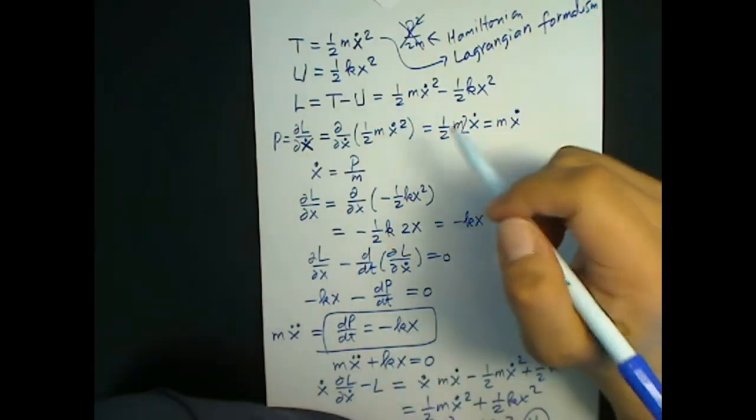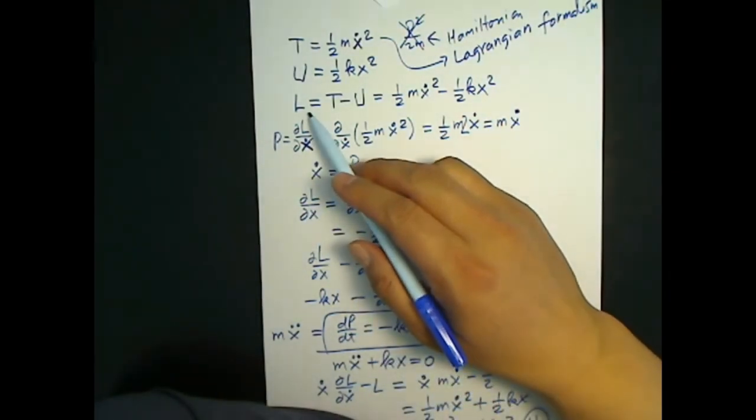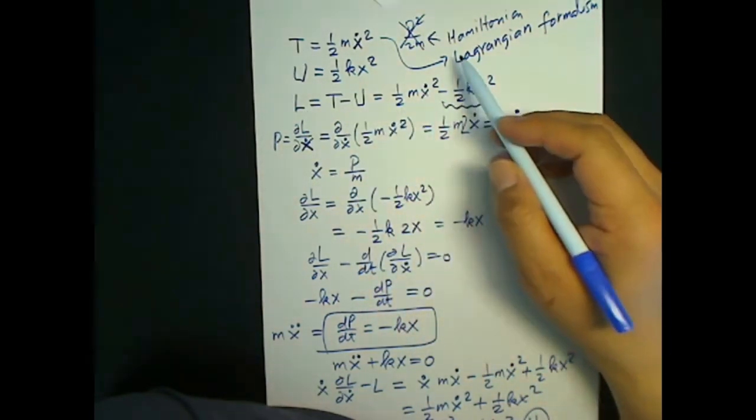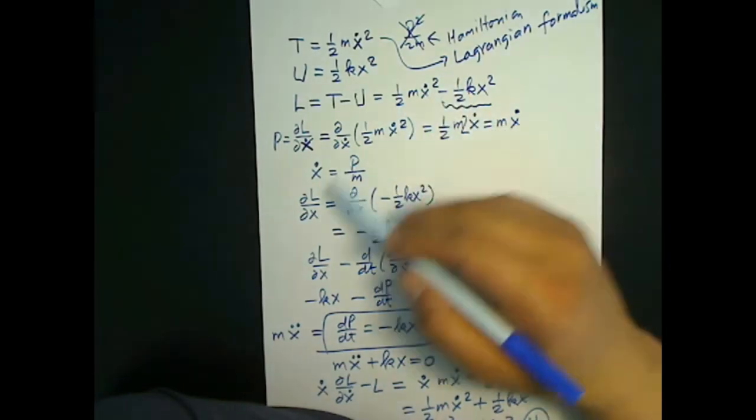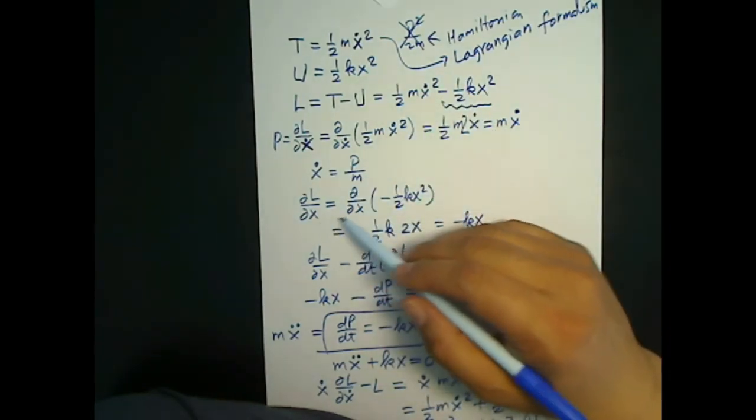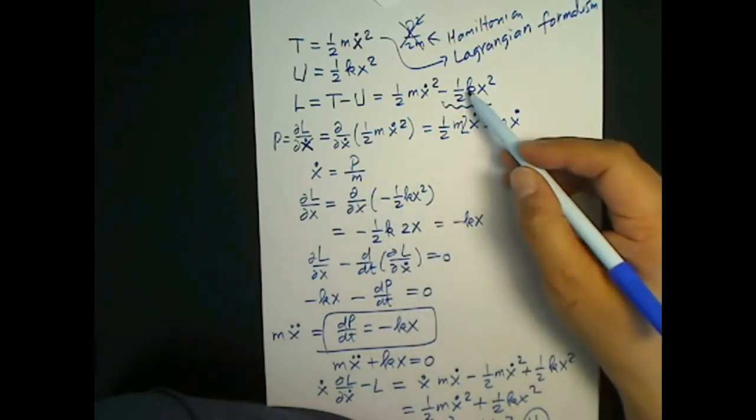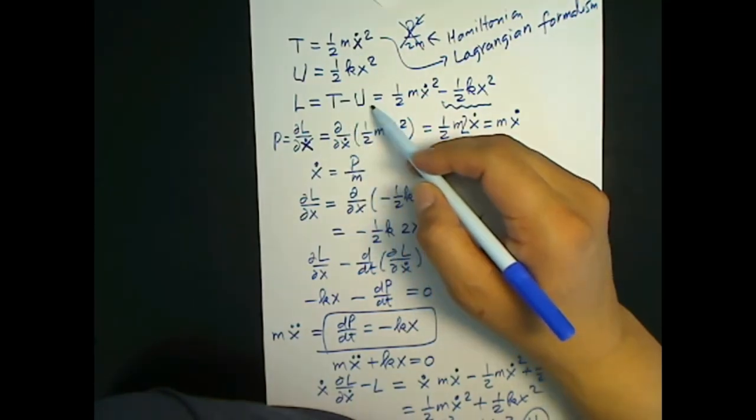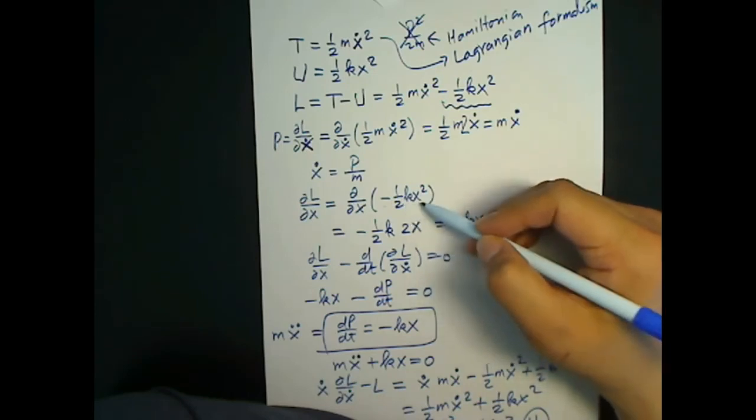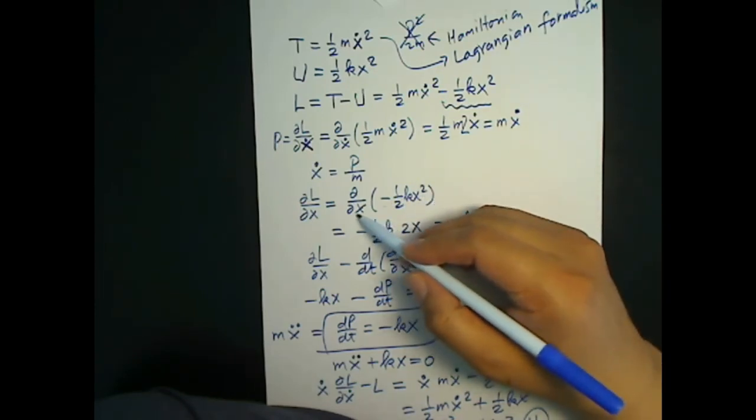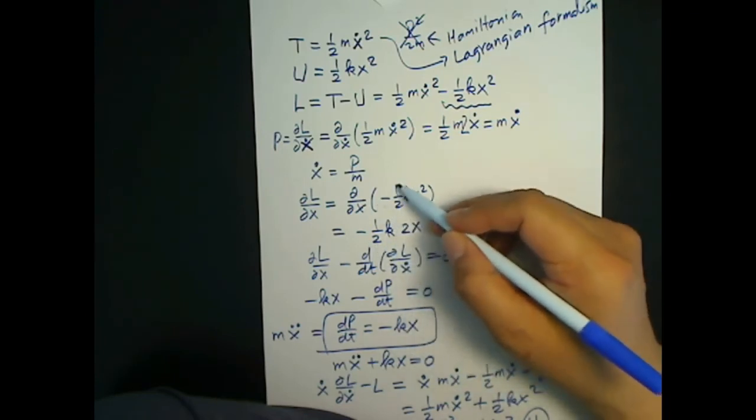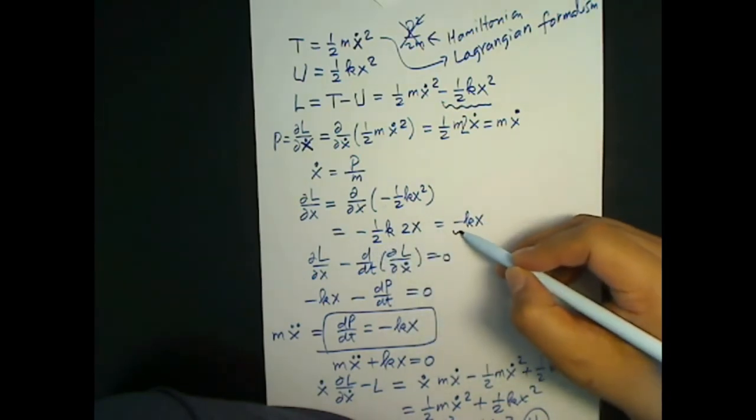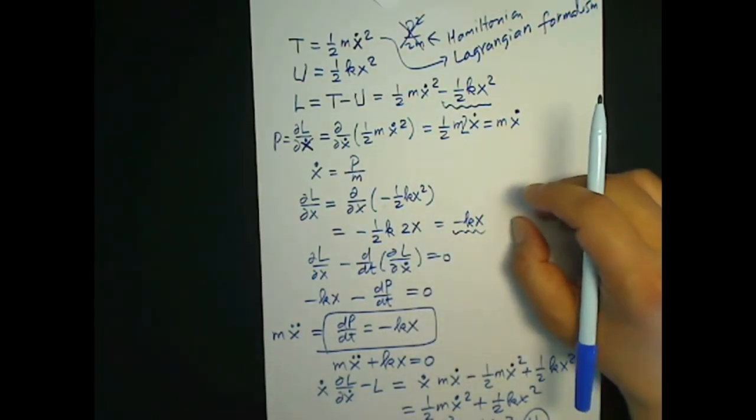Next, we take the partial derivative with respect to the coordinate x. The x dependence appears in the potential energy only, and the kinetic energy disappears if I take the partial derivative with respect to x. And the answer is the partial derivative with respect to x of, this is the kinetic energy subtracted by the potential energy, right, minus 1/2 kx squared. The partial derivative gives minus 1/2 k 2x. So the 2 cancels, and I end up with minus kx.